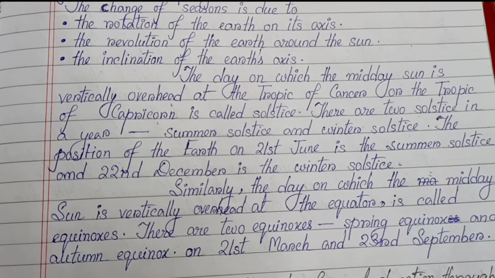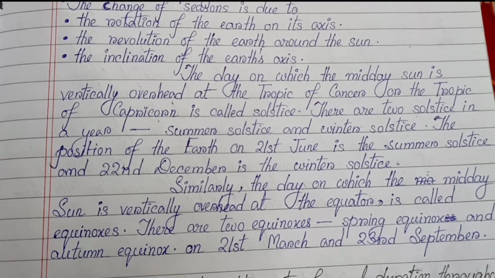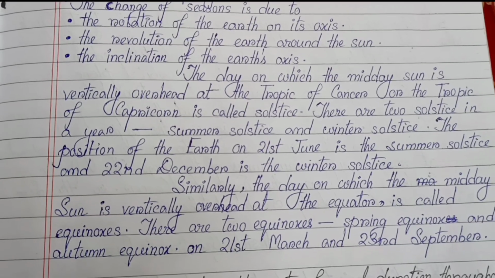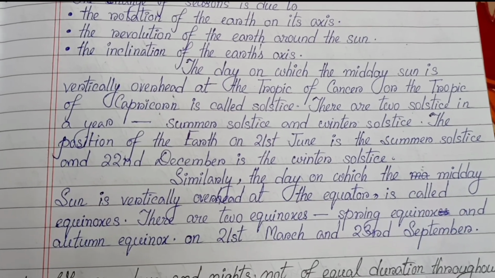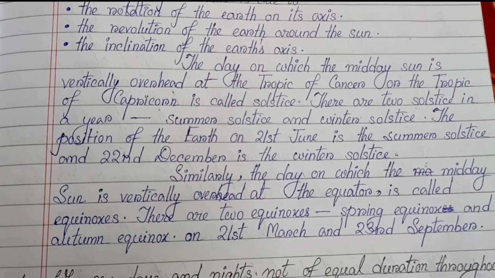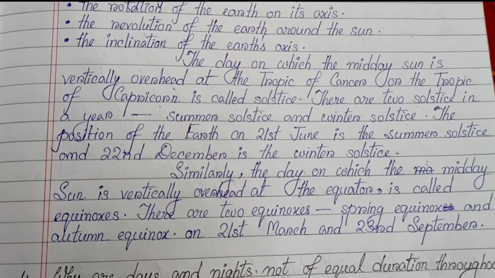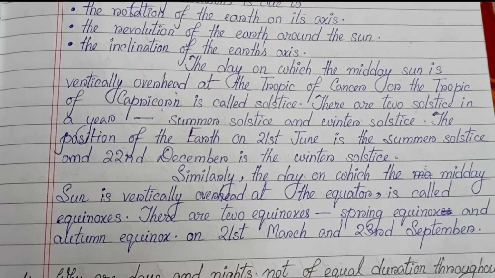The day on which the midday sun is vertically overhead at the Tropic of Cancer or the Tropic of Capricorn is called a solstice. There are two solstices in a year, summer solstice and winter solstice. The position of the earth on 21st June is the summer solstice and 22nd December is the winter solstice.